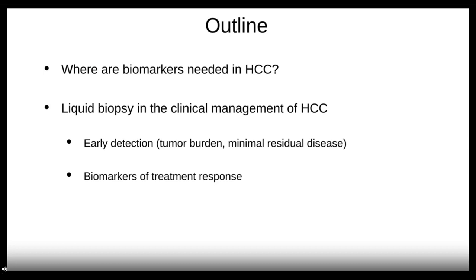So this is the outline of what I will discuss in the next 40 to 45 minutes. First, I will give you an introduction of what the clinical needs are for hepatocellular carcinoma, or HCC, which is the most frequent form of primary liver cancer. After that, I will specifically discuss what I think will be the role of liquid biopsy for improving early detection approaches for this malignancy, and to derive biomarkers of treatment response, which is a clinical unmet need that hasn't been addressed properly for patients with hepatocellular carcinoma.